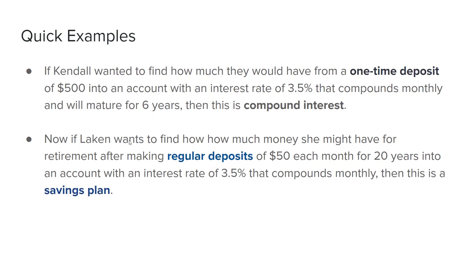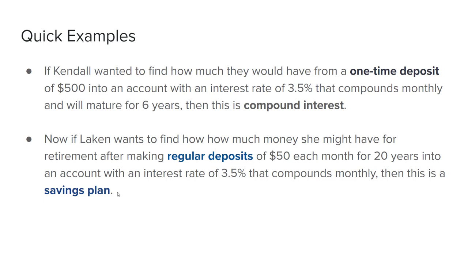The second problem is different. If Lakin wants to find how much money she will have for retirement after making regular deposits repeatedly here of $50 each month for 20 years into an account with an interest rate of 3.5% that compounds monthly, then this is an example of a savings plan. So the differences here are that we're not making a one-time deposit. We still have an interest rate. We still have a terminal length here, but we are making repeated payments here.